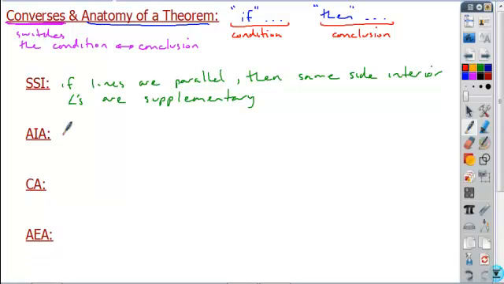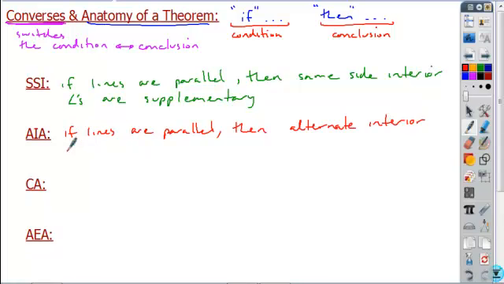So if we write the converse of AIA, once again we start with what was the conclusion: if lines are parallel, and then our new conclusion would be then alternate interior angles are equal to each other. Okay, so there's the converse of AIA.